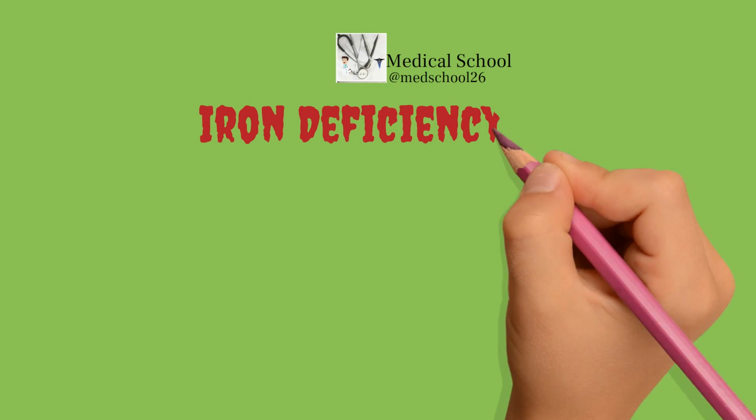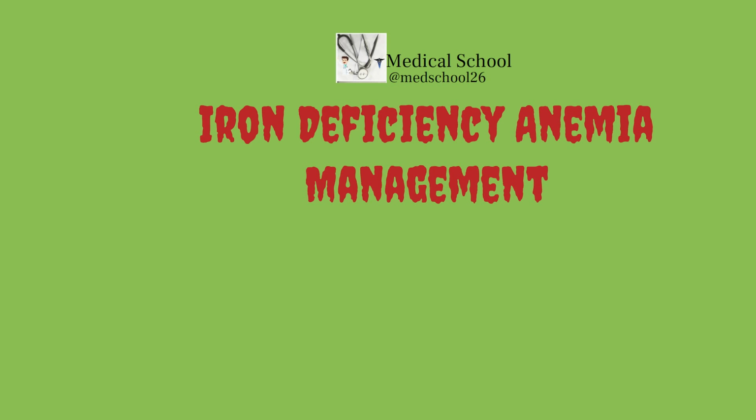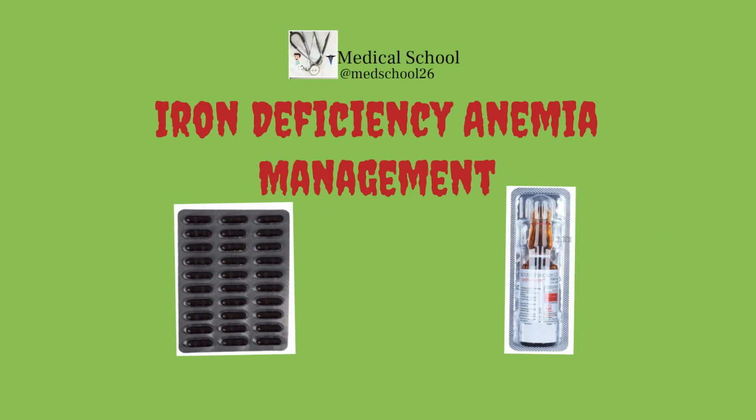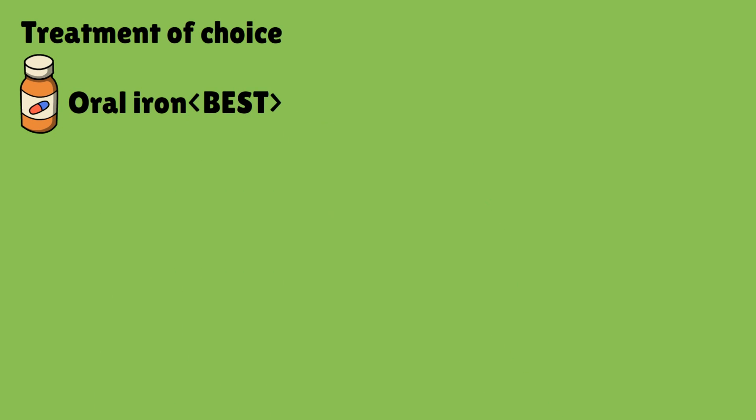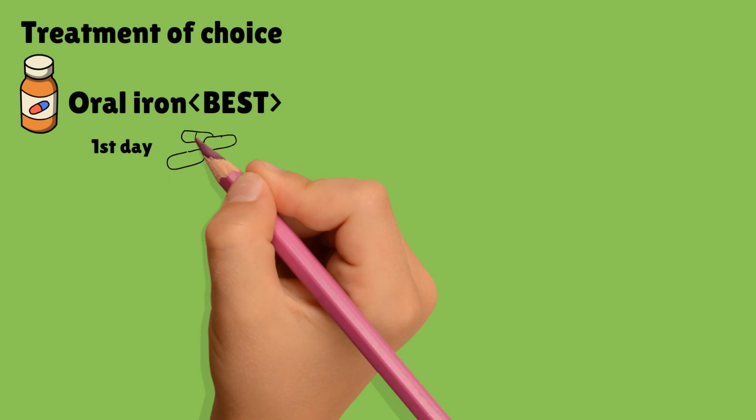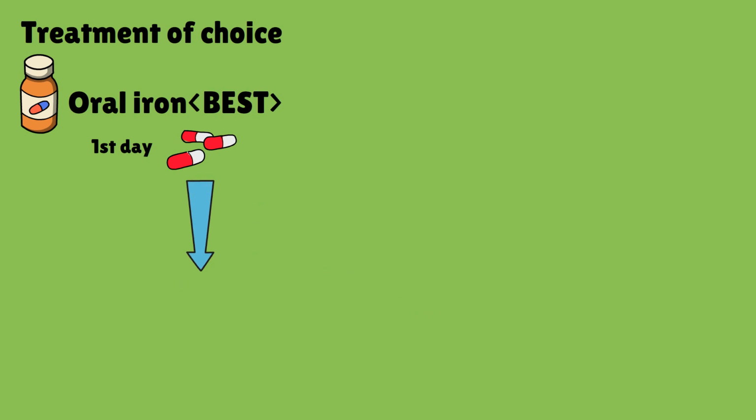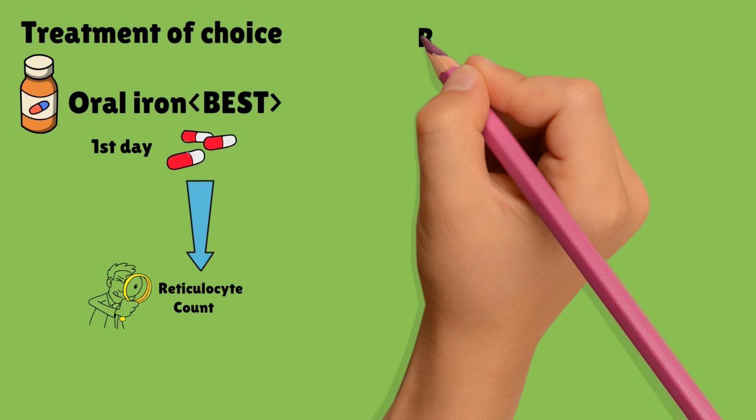At the end of iron deficiency anemia, let's start with the treatment protocol. The treatment of choice in iron deficiency anemia is oral iron. Once we start our patient on oral iron, we need to keep monitoring whether they are giving any positive response or not. For that purpose, we keep a check on the reticulocyte count.